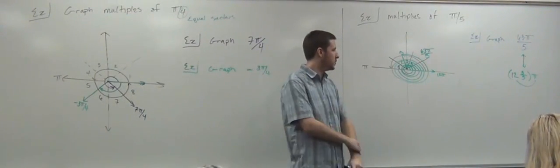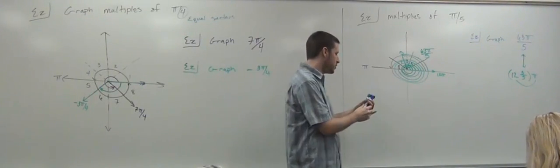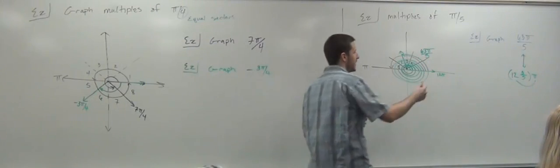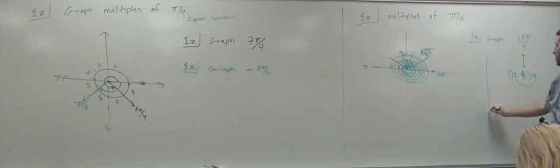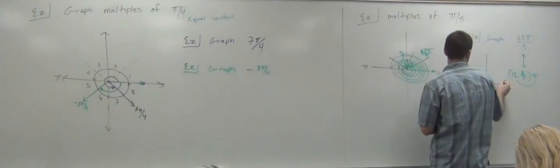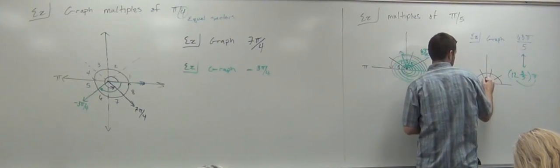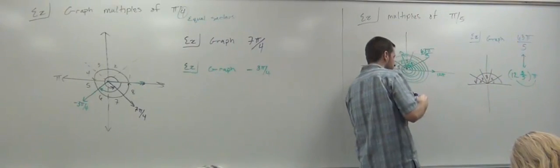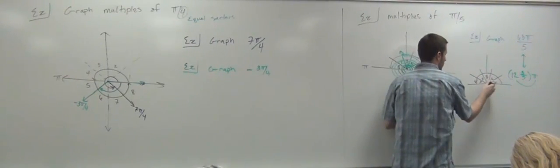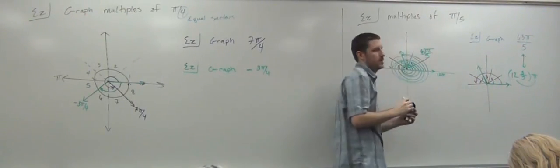The world doesn't stop at 2 pi. It keeps going. In fact, if I told you to graph 63 pi over 5, and you came over here, and you split your pi into 5 equal sectors, all right, you drew this for me, and then you drew this angle, would I give you full credit for that?